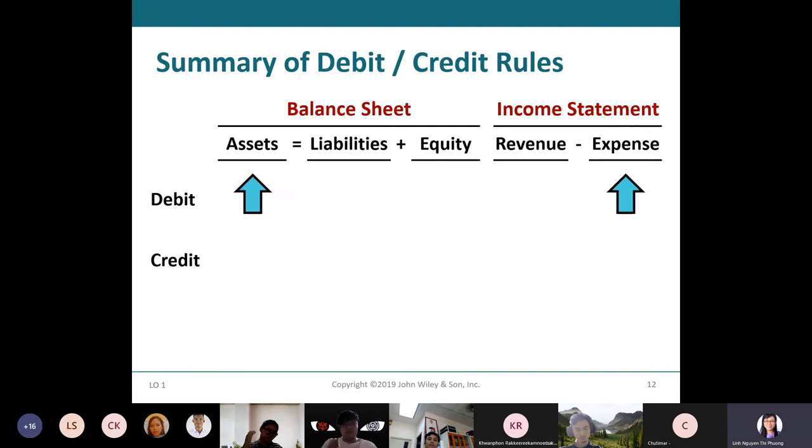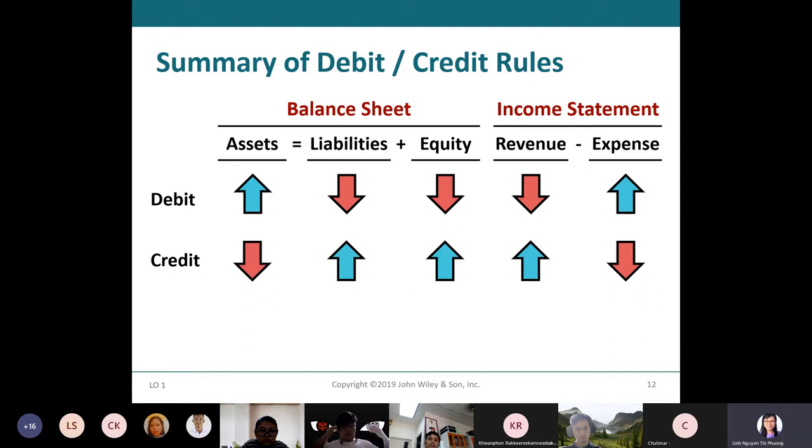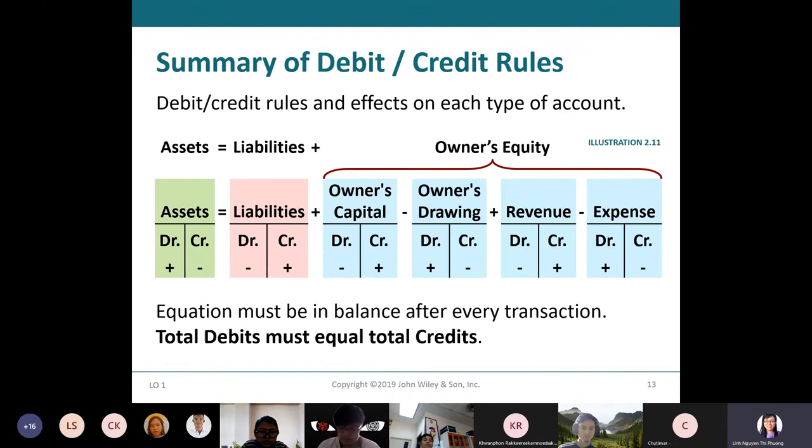So for assets, increase, we debit; decrease, we credit. Liability and owner equity, if it's an increase, we credit, and decrease, we debit. And you can see the plus and minus signs here; they show the increase or decrease of the account.